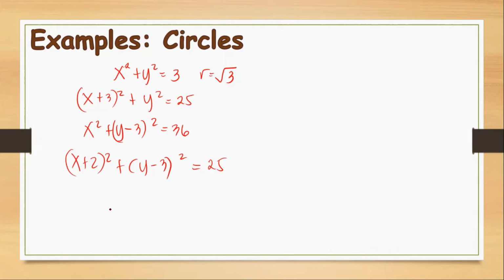Or for general form, we can have 2x squared plus 2y squared plus 3x minus 4y plus 10 equals 0. This can be an example of the equation of the circle where your a and b are equal.